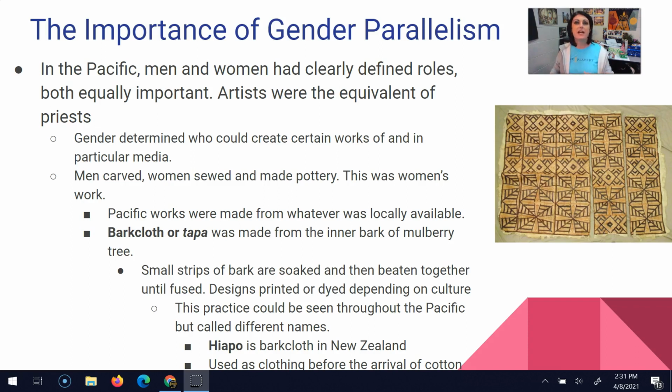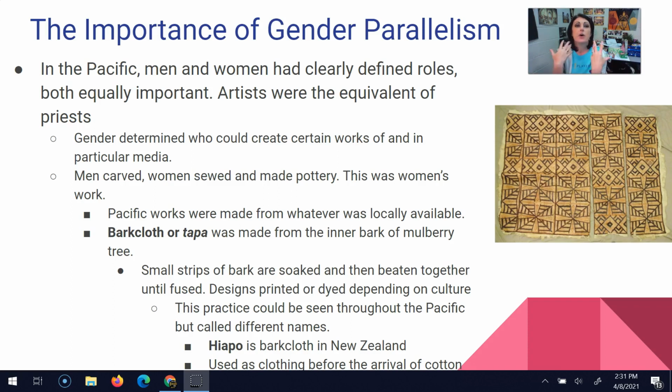And there's really kind of this idea of what's called gender parallelism, which means that there's not one that's more important than another, but they work in roles that are parallel to each other, that are assigned to each gender, so that everything gets done.